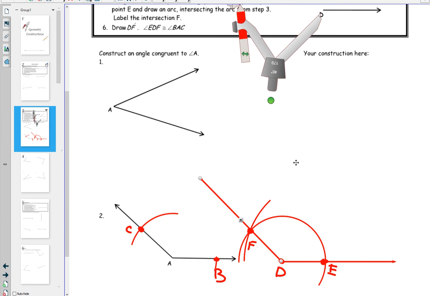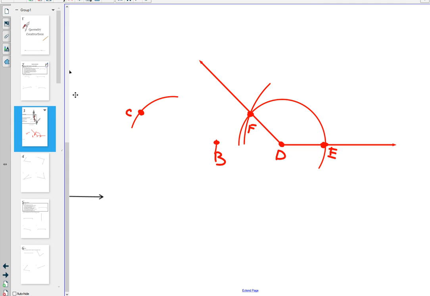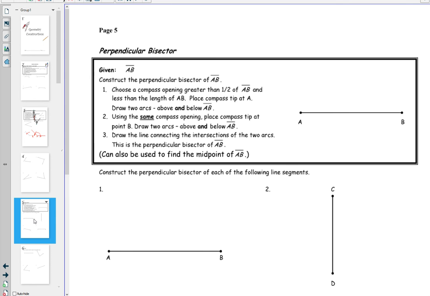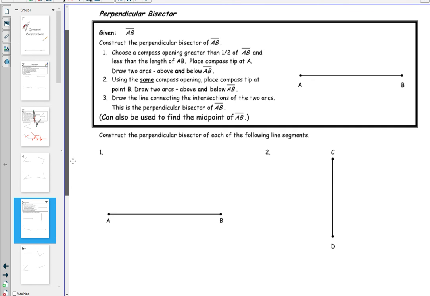Alright, any questions on that one? No? Alright, let's see if we can do one more before we get out of here. Perpendicular, this is an easy one. Perpendicular bisection.